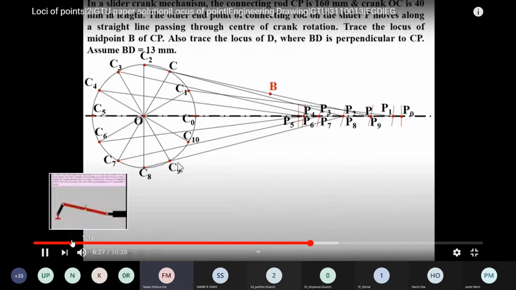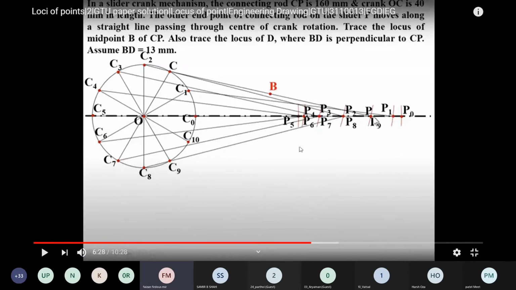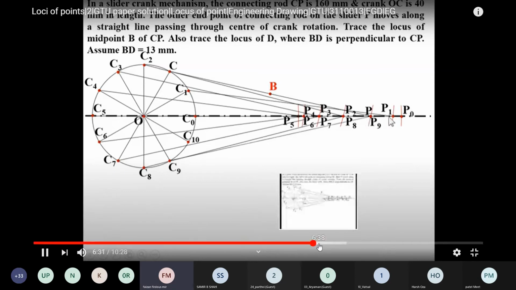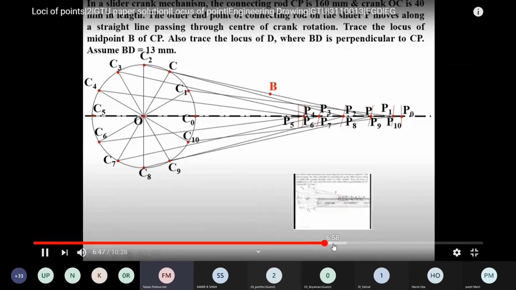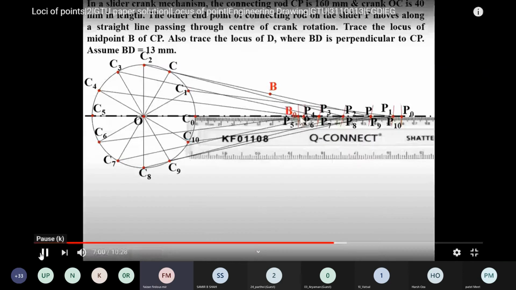Okay, now join all the points with the relevant center. Suppose this is my C1, join with P1. This is my C2, join with P2. This is my C7, join with P7. This is my C10, join with P10. Okay, so in this way, we have reached up to half of the problem.